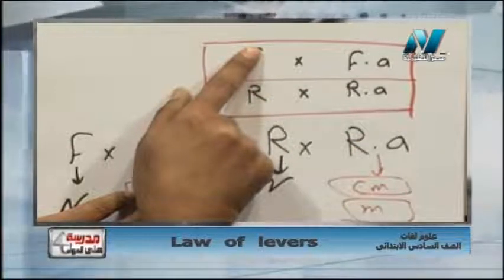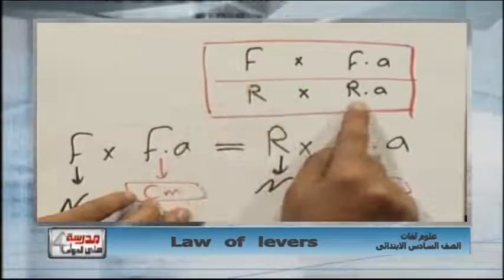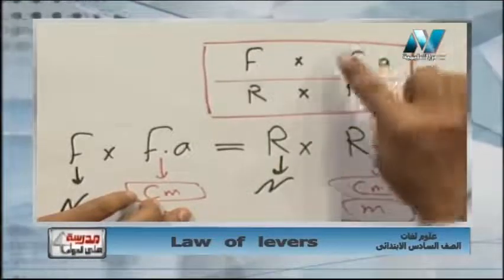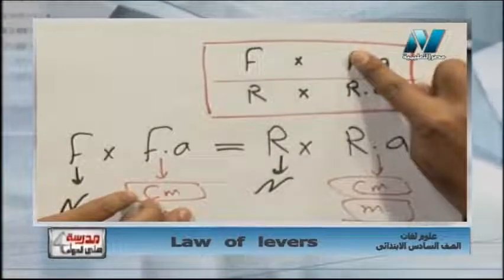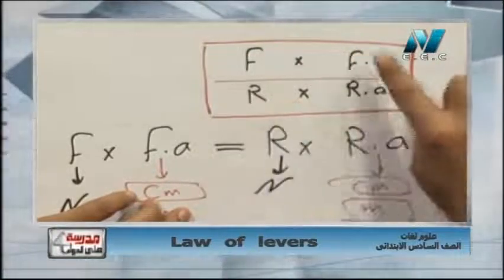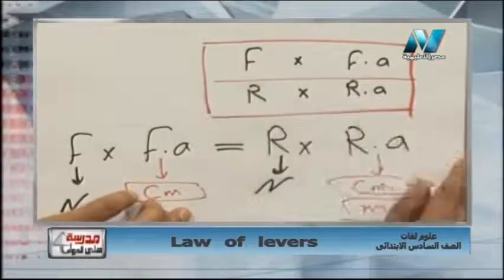If he asks to get effort force, which side is completed? Resistance and resistance arm. So you have to say resistance times resistance arm divided by force arm. If he asks to get force arm, which side is completed? Resistance times resistance arm. So you have to say resistance times resistance arm divided by force.